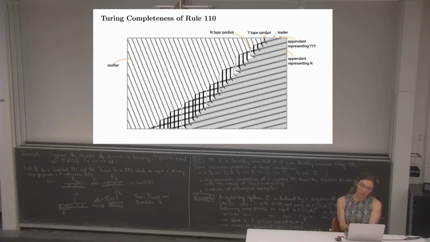If the symbol is a yes, then this leader activates the following appendant, which is then able to pass through all the subsequent symbols that might be on the tape until eventually they hit the ossifiers that come from the other direction. And this collision of the two will essentially transform this traveling glider into a static tape symbol.